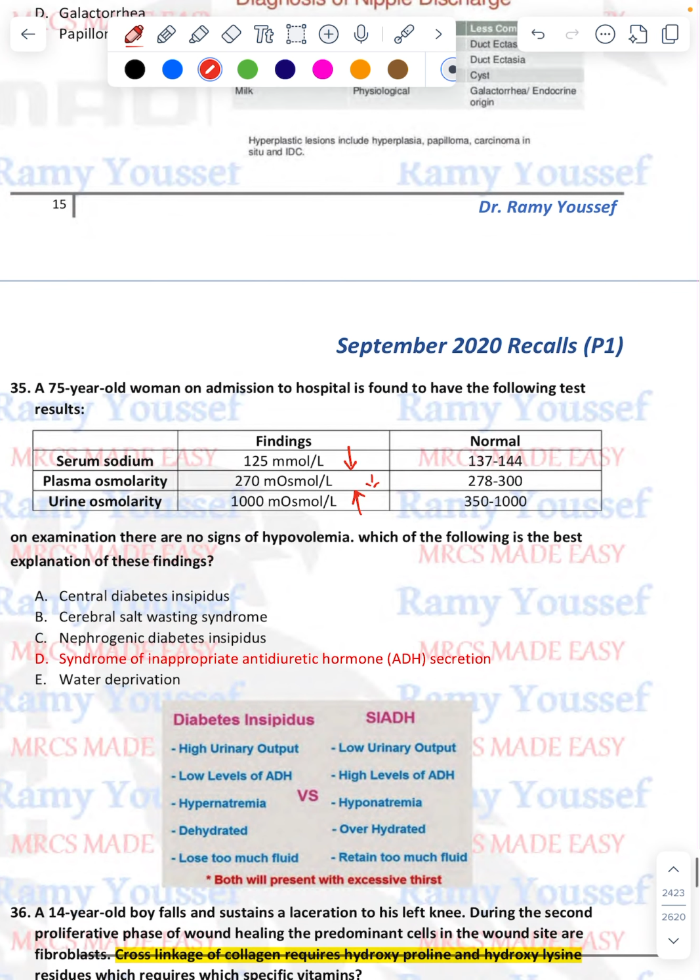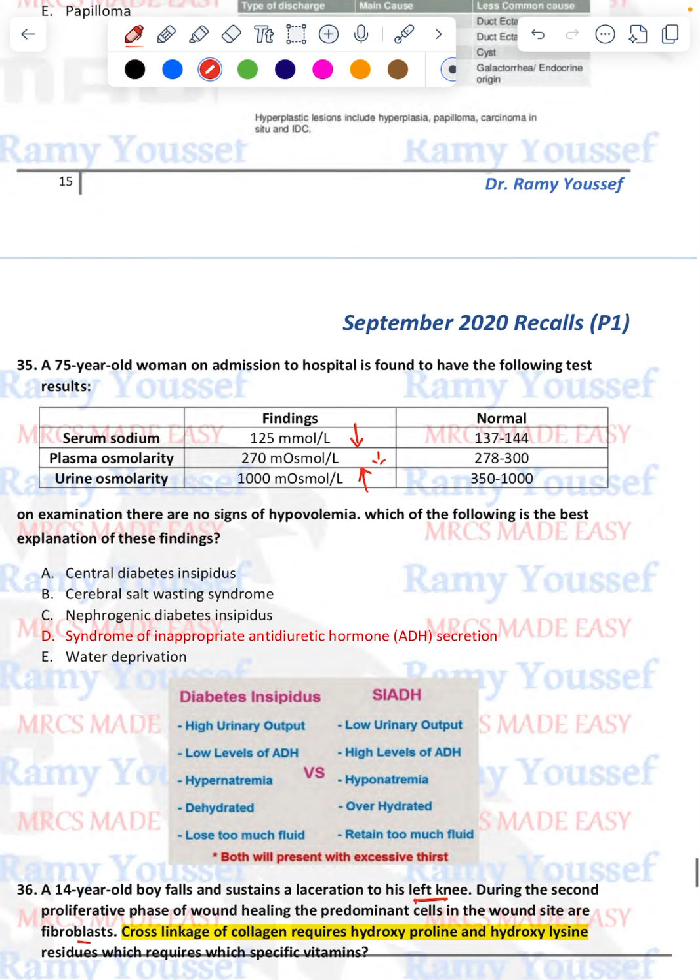A 14-year-old boy sustained a laceration to the left knee. During the second, proliferative phase of healing, the predominant cells in the wound are fibroblasts. For cross-linkage, vitamin C is required.